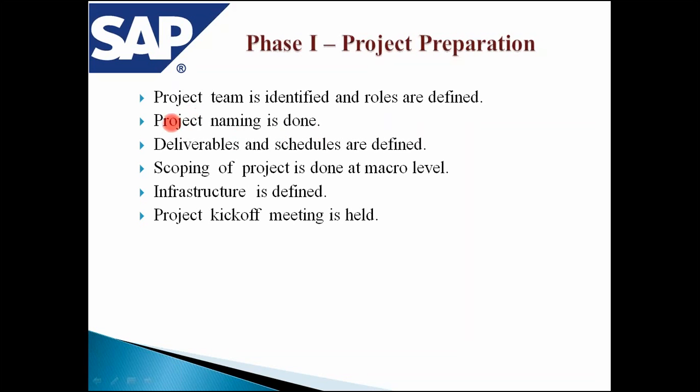The project is given a different name. We never say Ford, we give a different name. And deliverables and schedules are defined according to each individual's caliber. We start giving the schedules as per the business requirement, and the individuals who got the role clarity need to understand the scope of the project at micro level, and infrastructure is defined. That is the system landscape. How many offshore systems, how many on-site systems, how many servers, how many clients, how many users and all.